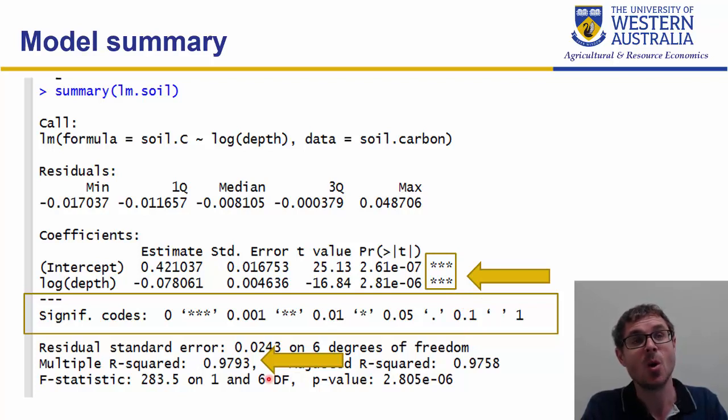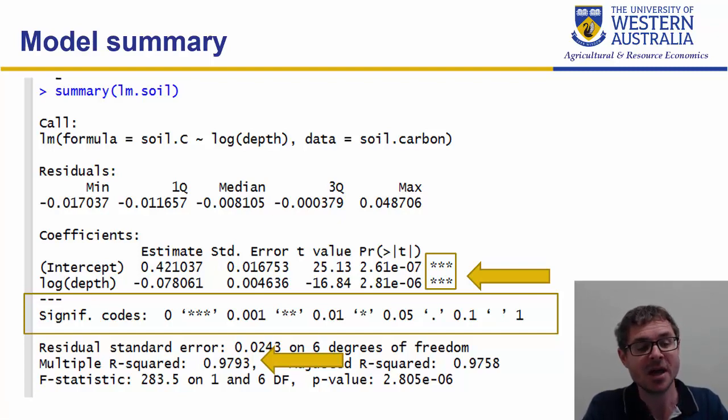We're also being aware of this R squared value, reported as multiple R squared in R, but we just say R squared, 97.9. So this says we can explain 97.9% of the variation in the data from our model.